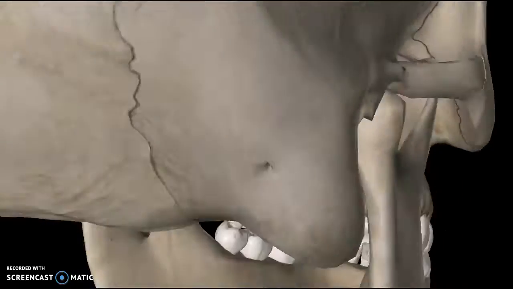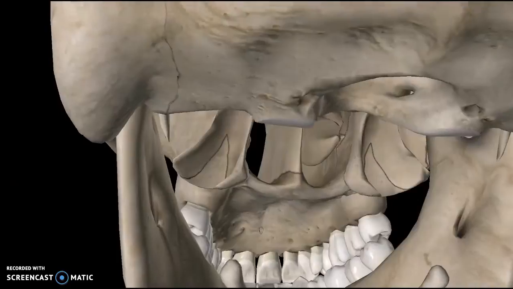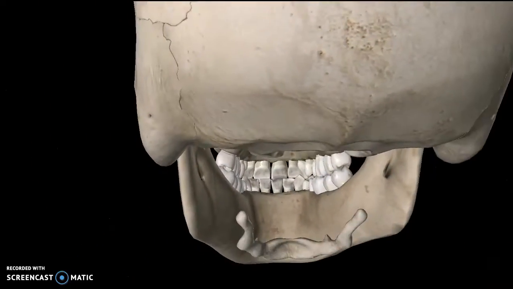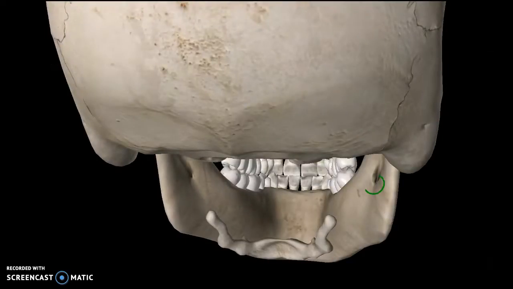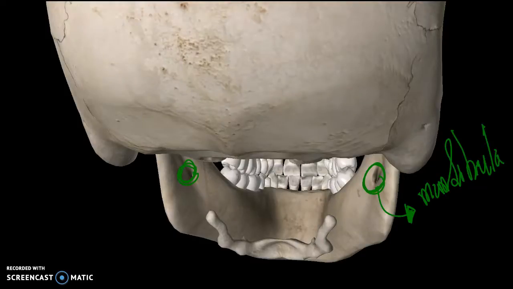Two more structures to talk about, and one of them is this one here. So you're looking at the posterior view, and you guys can see two holes here. So again, looking at the posterior view, there are two holes here, and these are known as the mandibular. It's a hole, so it's a foramen. So again, the holes here are known as the mandibular foramen.